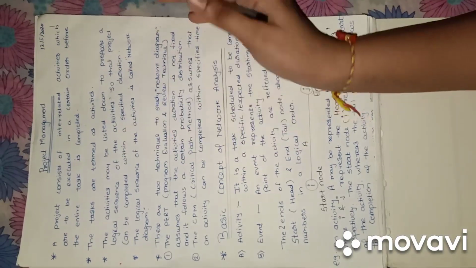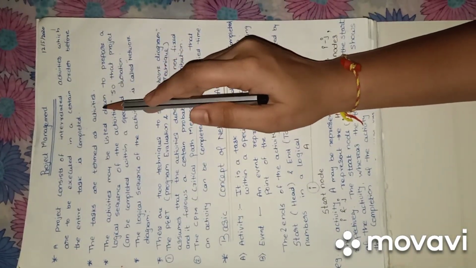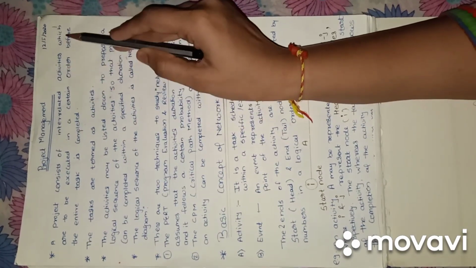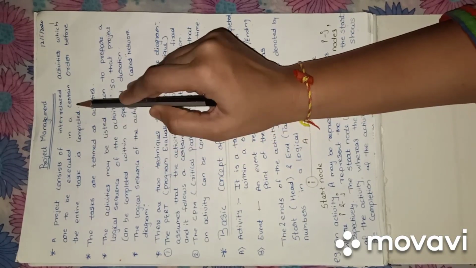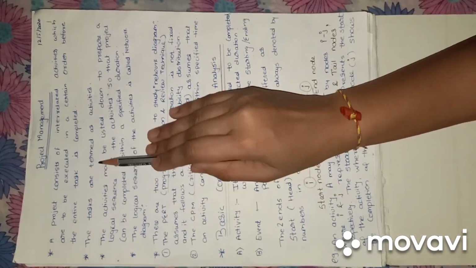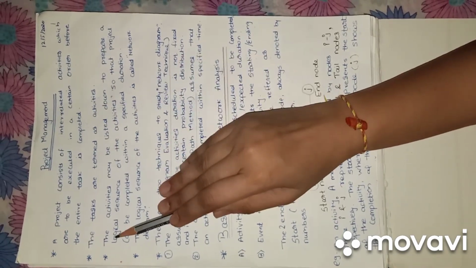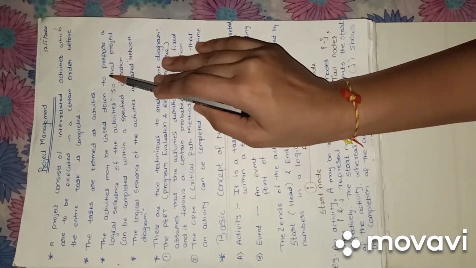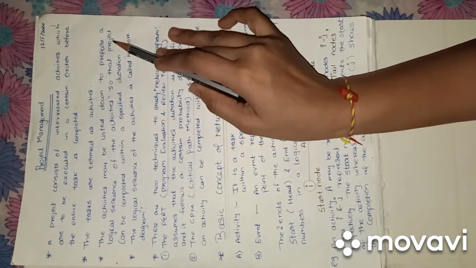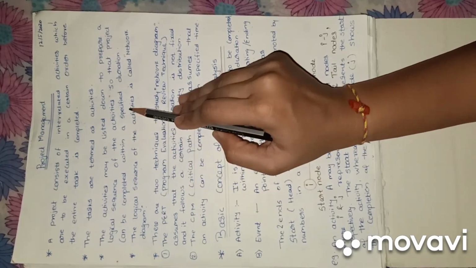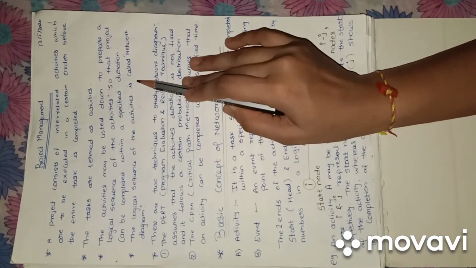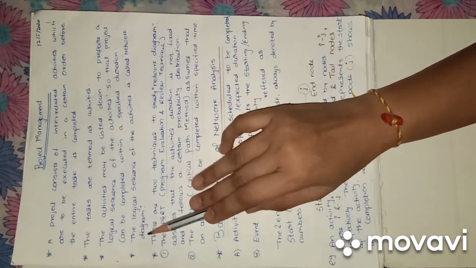Hello everyone, in this video I will discuss project network. A project consists of interrelated activities which are to be executed in a certain order before the entire task is completed. The tasks are termed as activities. The activities may be listed down to prepare a logical sequence of the activities so that the project can be completed within a specified duration. The logical sequence of the activities is called a network diagram.